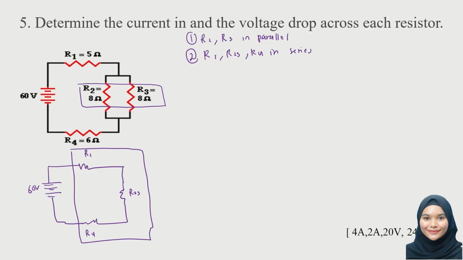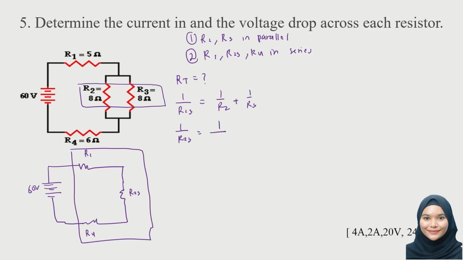Okay, my question is, why do we need to find the total resistance? Okay, we need to find the total resistance so that we can find our total current. And from the total current, we can look for the current for each resistor as well. So let's do it step by step. Okay, first step, we need to look for the total resistance. Okay, now we know R2 and R3 are in parallel. So this is the formula, 1 over R2 plus 1 over R3.